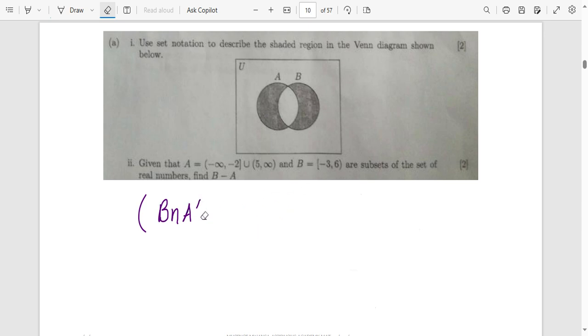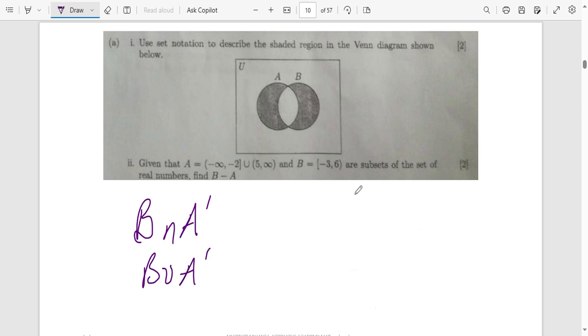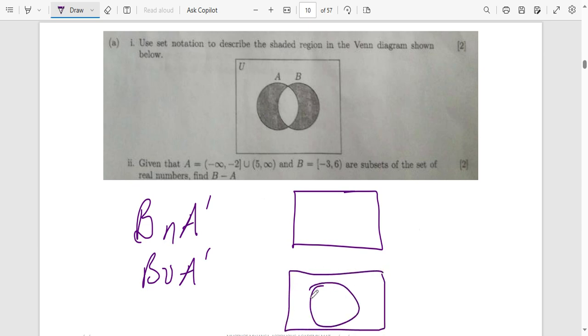Okay, so B intersection A complement is different from B union A complement. Let me show you the difference between these two. For the first one, which is B intersection A complement, it means what is outside B but is in A. So it's only this region. It is outside B but it is in A.